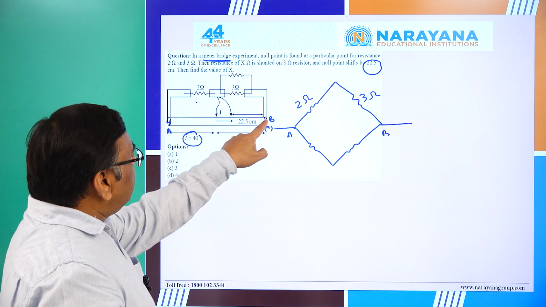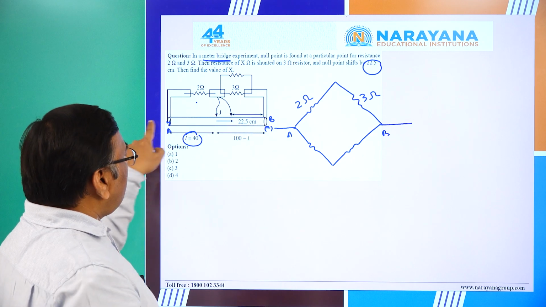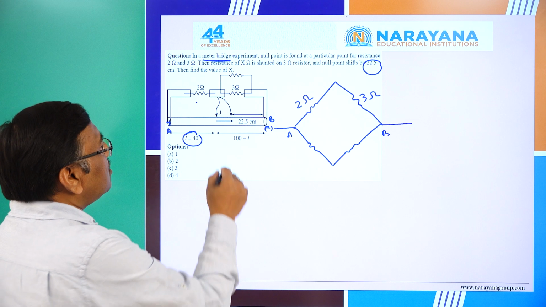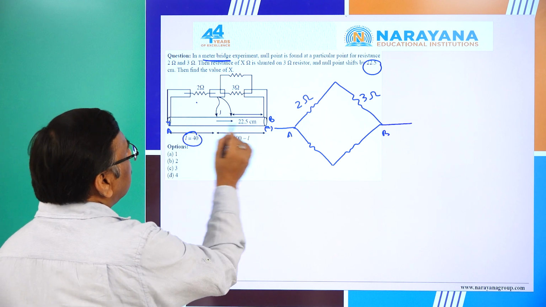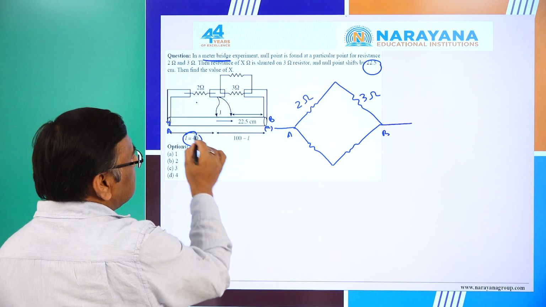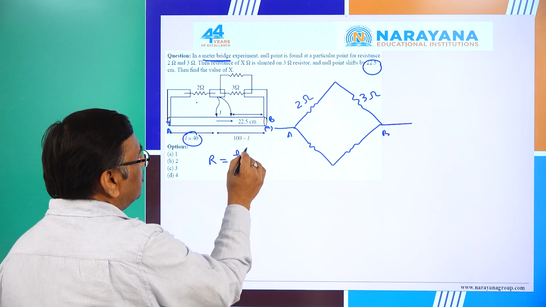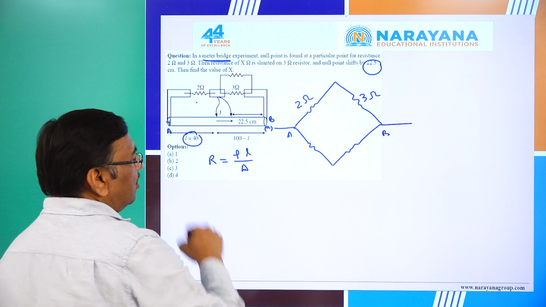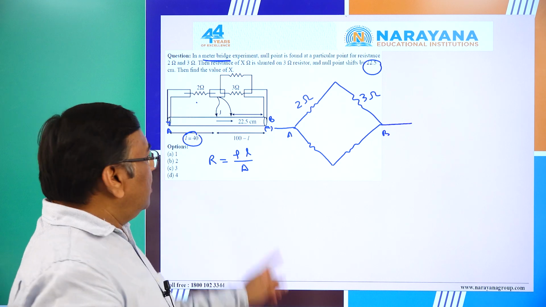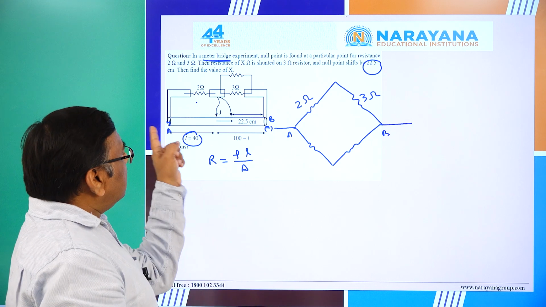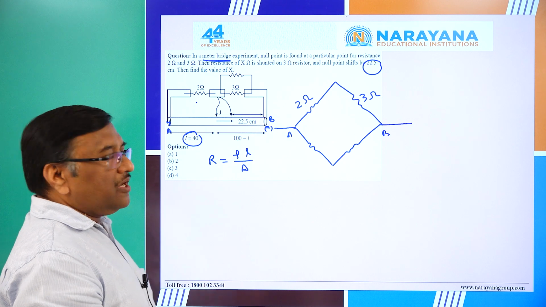In the diagram it is very clearly indicated that this wire is of uniform thickness. So we should also mention in the question that yes, this wire is a uniform wire. If we consider this to be a uniform wire, you know very well R is equal to rho into L upon A, where A is the area of cross section of the wire and L is the length of the wire. For the complete single wire, the resistivity will remain the same.